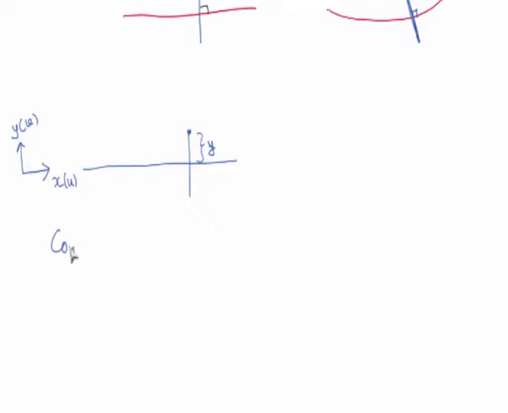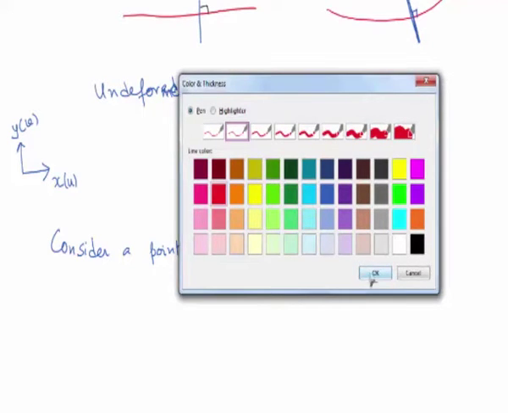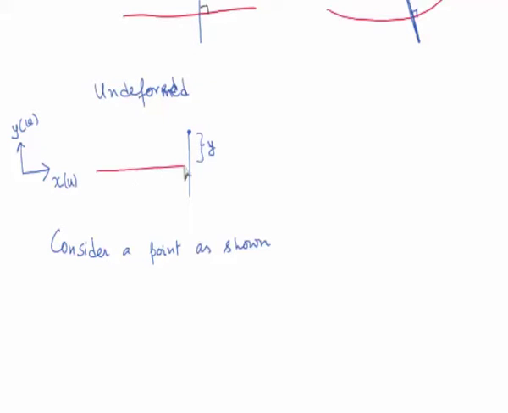So consider a point as shown. This is in the undeformed state, without application of any load. Now once loading is applied, the neutral axis, I think I made a mistake of drawing it in one color. I will change the color. So this is the neutral axis, as always drawn in red.